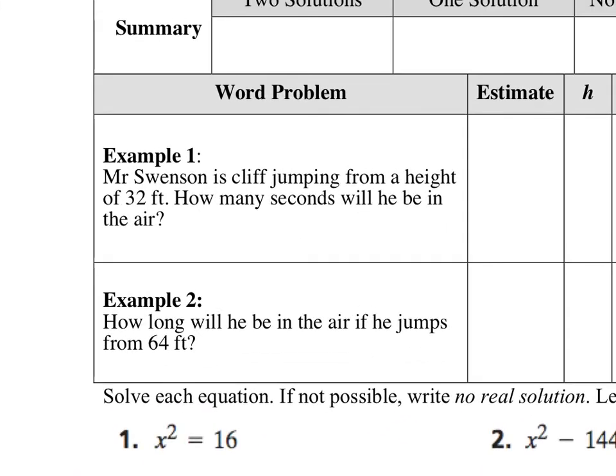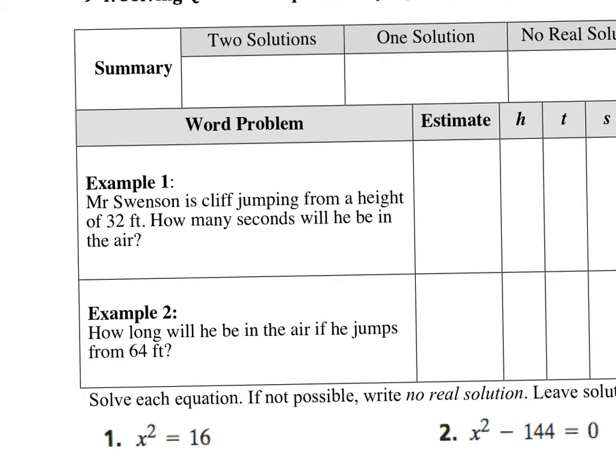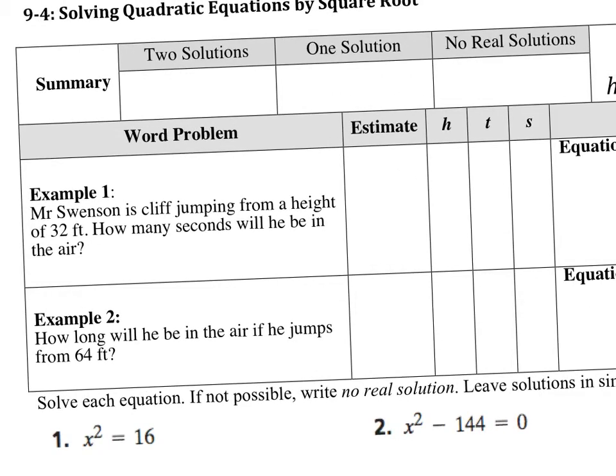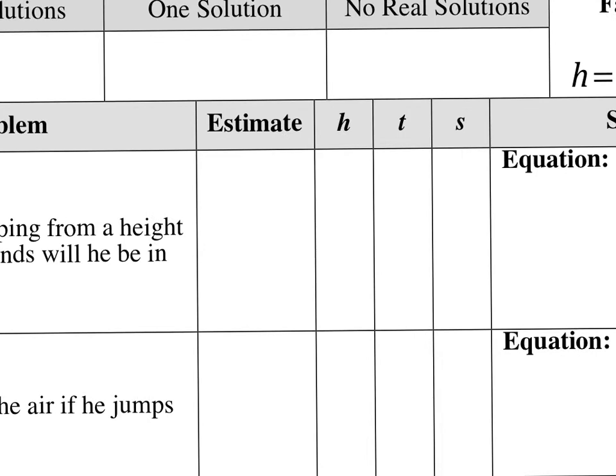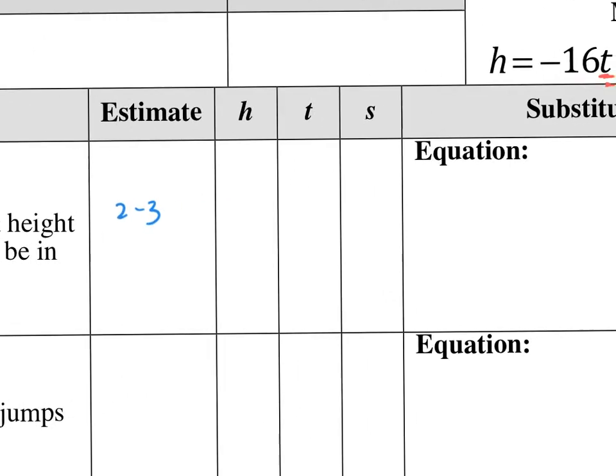Mr. Swanson is cliff jumping from a height of 32 feet. How many seconds will he be in the air? So 32 feet, that's the top floor, pretty much, of a third-story building. So jumping down and landing safely in water, how long will it take? So maybe my estimate is, wow, 3 stories, that's quite high. Maybe 2 to 3 seconds, I might estimate. What we're going to find out is that our estimates are going to be probably off kilter.